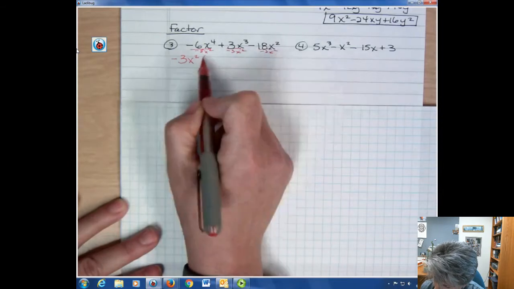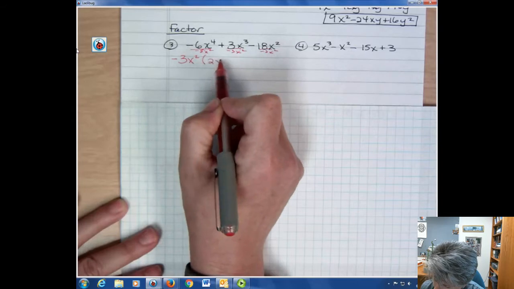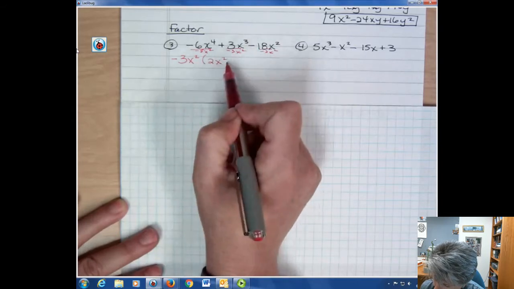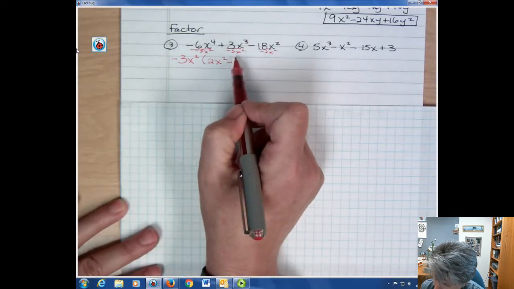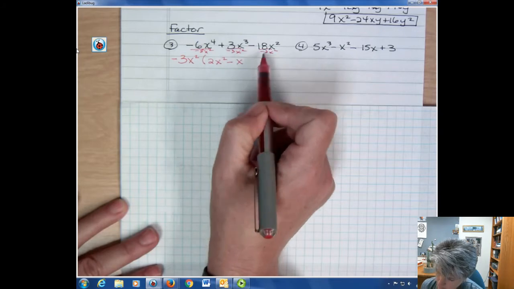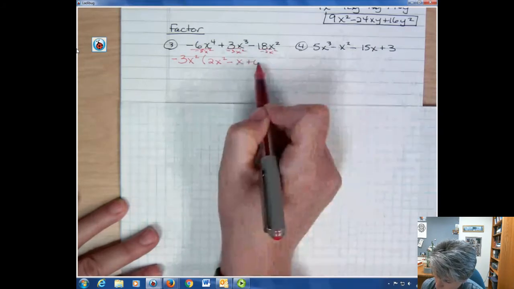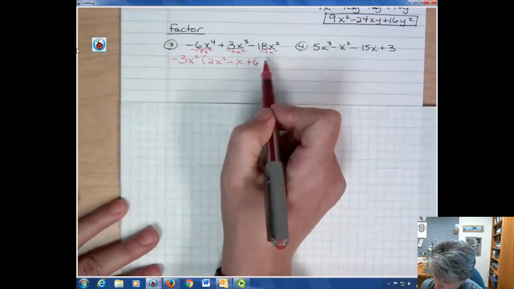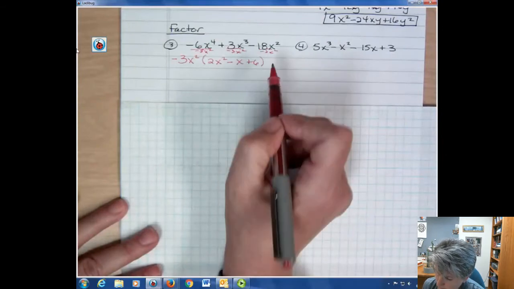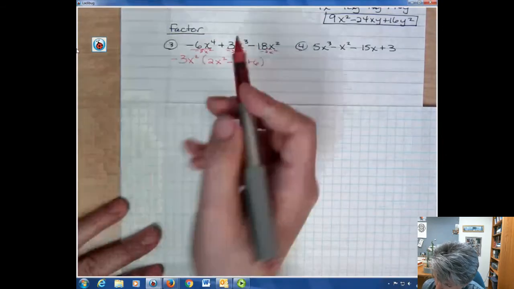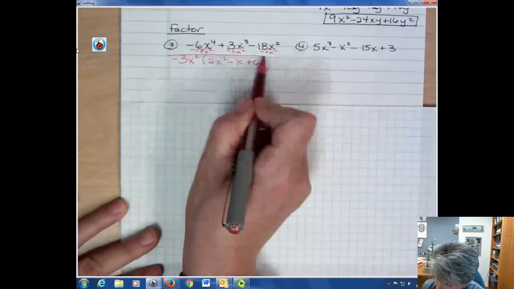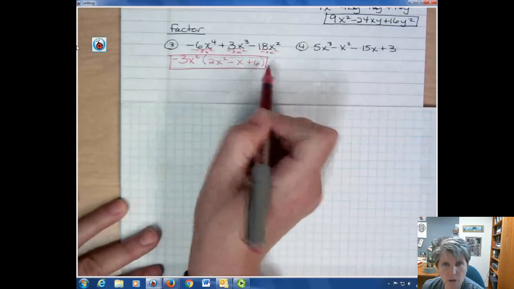And that gives me positive 2x squared. And that gives me negative 1x. And that gives me positive 6. And the x squareds are gone. So that's it. And then that can't be factored. At least I didn't intend for it to be factored. I just wanted to show you taking out a common term.